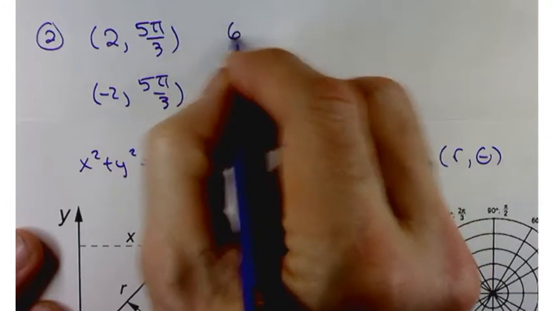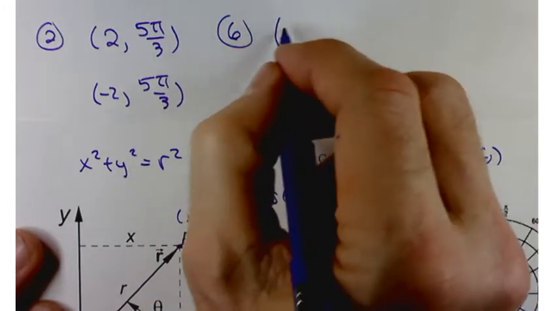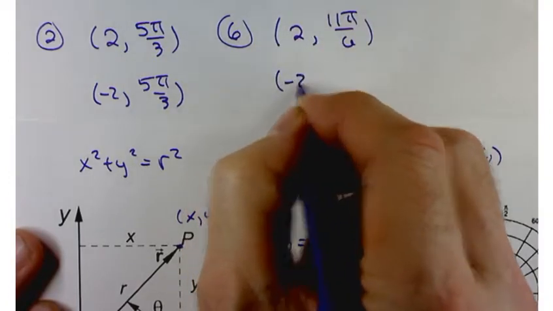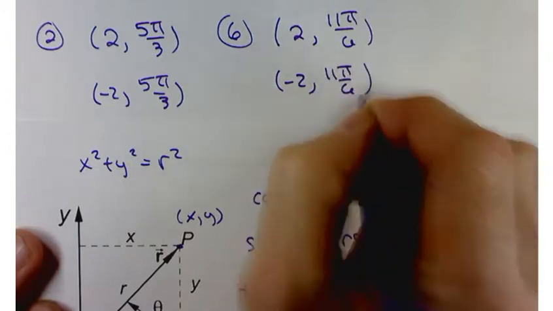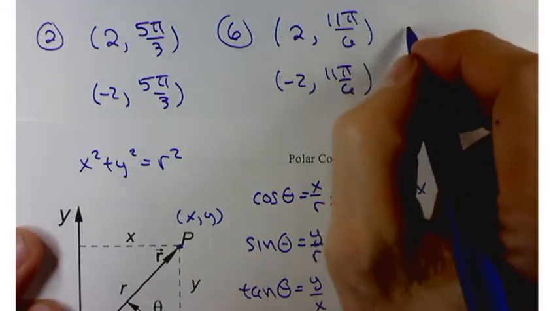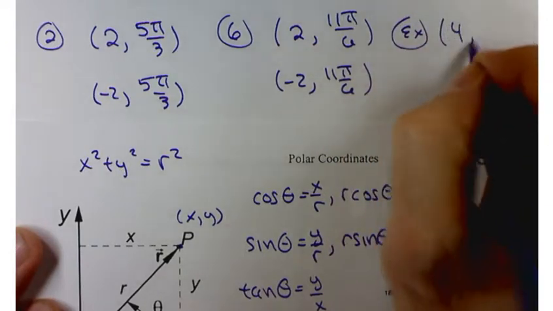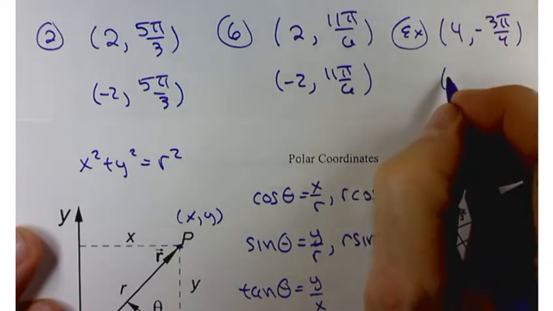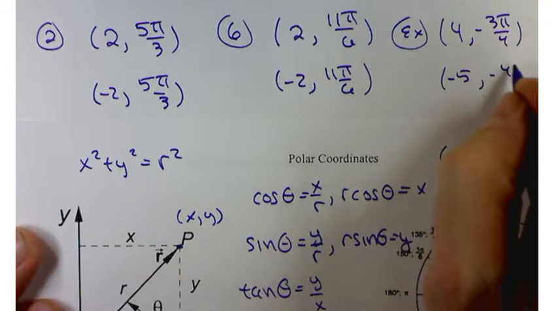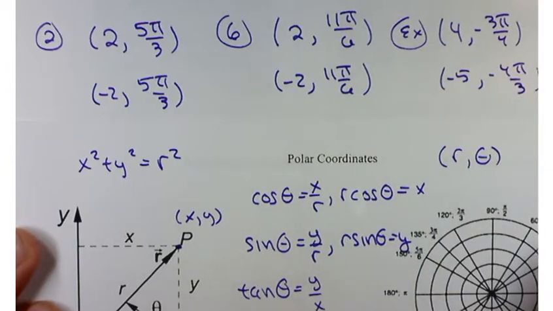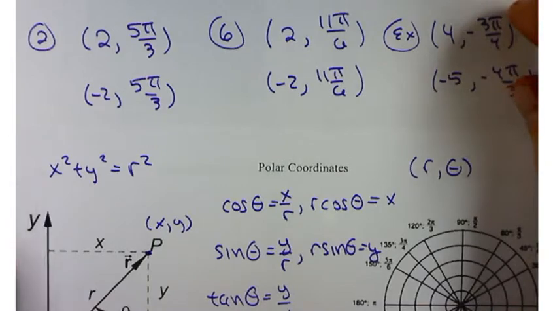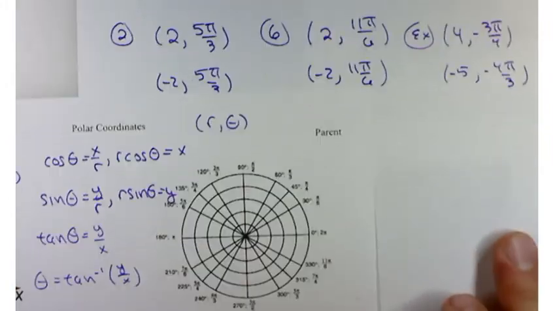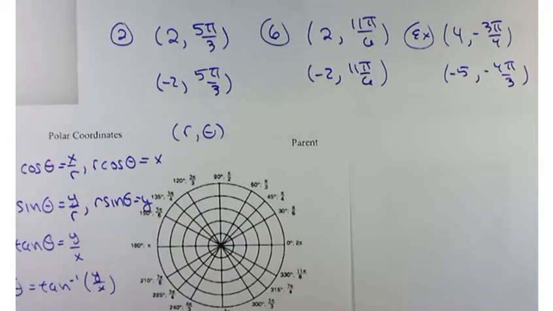Likewise with problem number 6, we'll start out with 2 and 11 pi over 6. And then we'll do negative 2 and 11 pi over 6. And then we'll do a couple more here. 4 and negative 3 pi over 4. Along with negative 5 and negative 4 pi over 3. So a lot of examples here to work on, and I gave you a little corner here that we can plot some of these things. It's a little bit more friendly to plot on than your regular x and y coordinates.